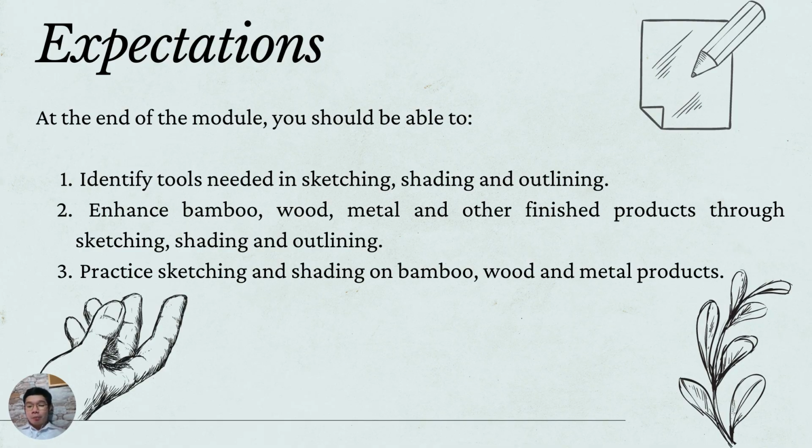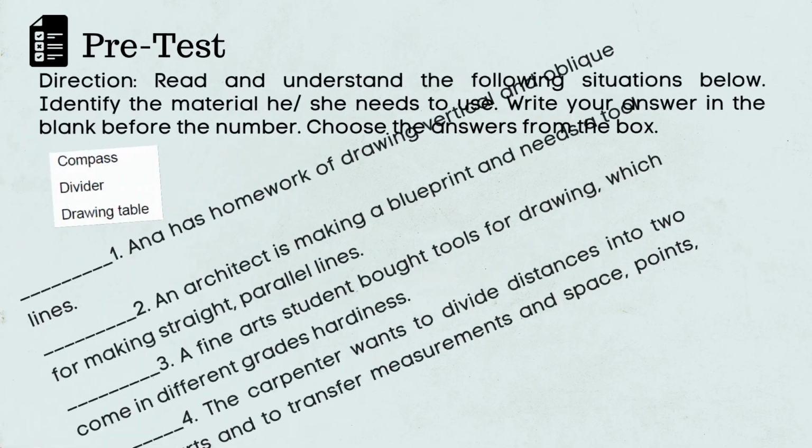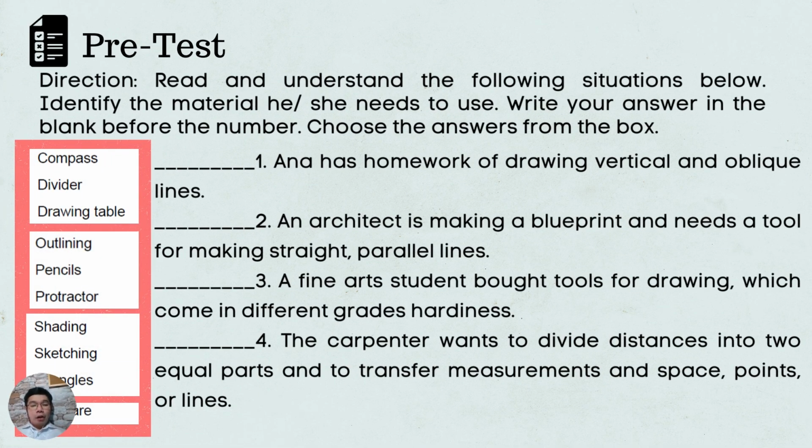Before we go on to the lesson proper, please answer the pretest. Direction. Read and understand the following situations below. Identify the material he or she needs to use. Write your answer in the blank before the number. Choose the answer from the box. This time, learners, I want you to please bring out your TLE 6 notebook and write your answers there. Let us begin. But if you still need more time to answer this slide, please pause this video. And once you are done, you may resume the video.